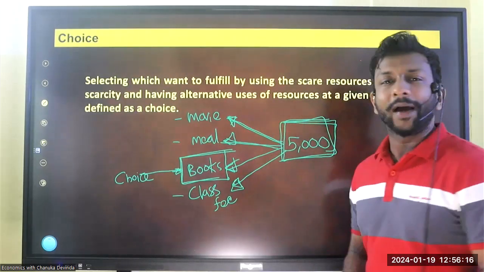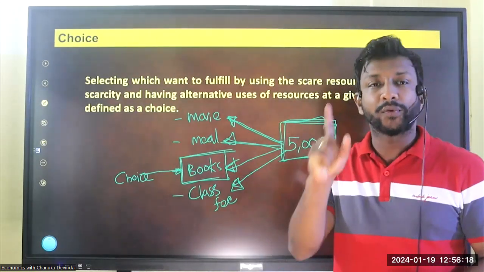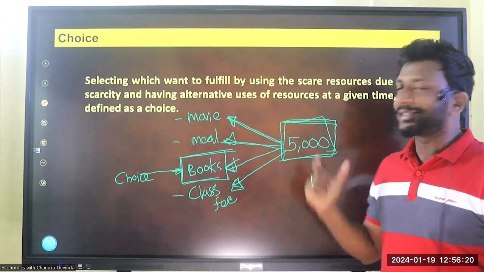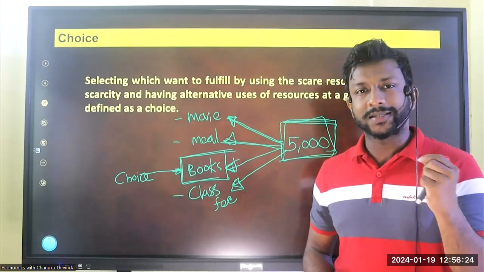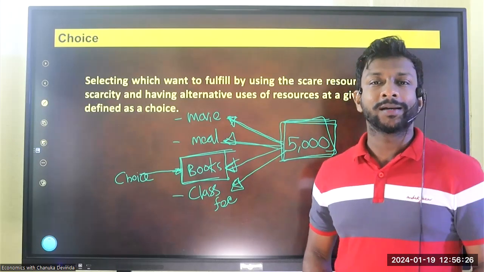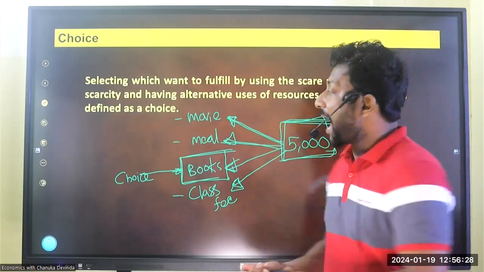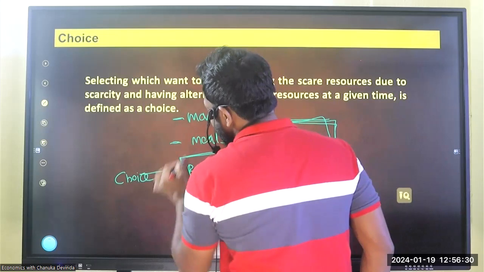Right? Why does a choice need to be made? First one, resources are scarce. And second one, scarce resources have alternative uses.